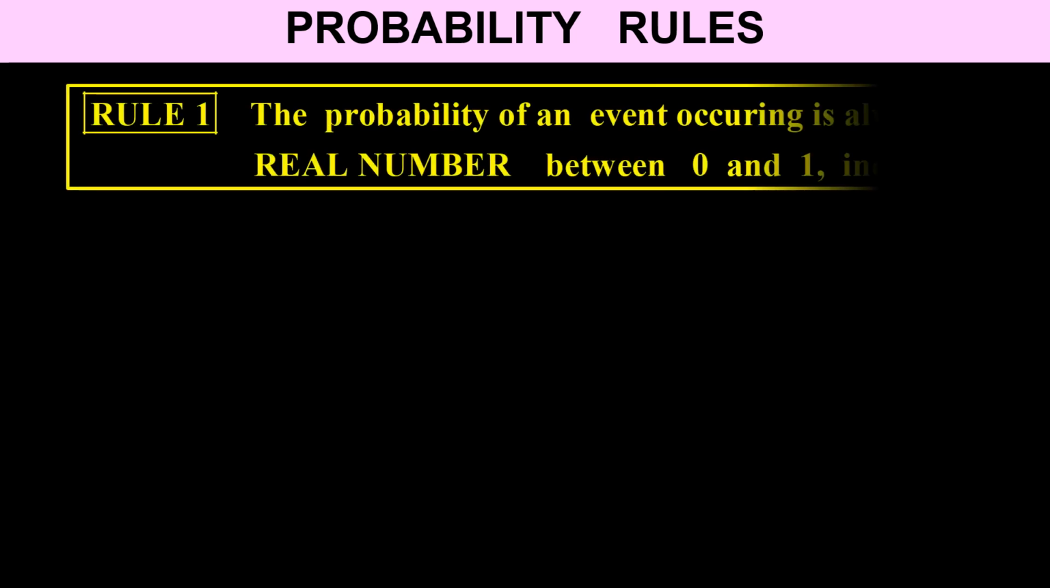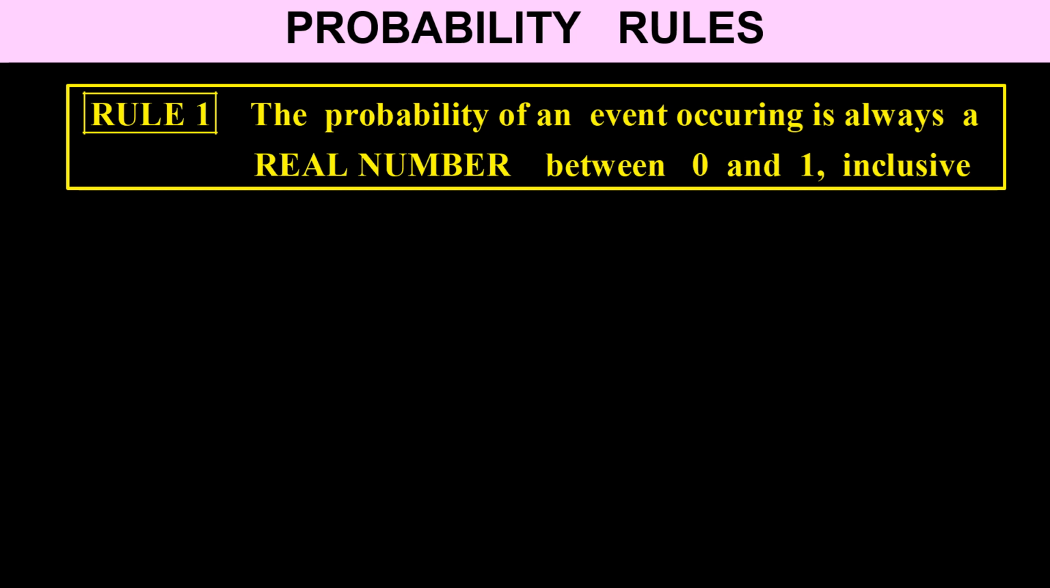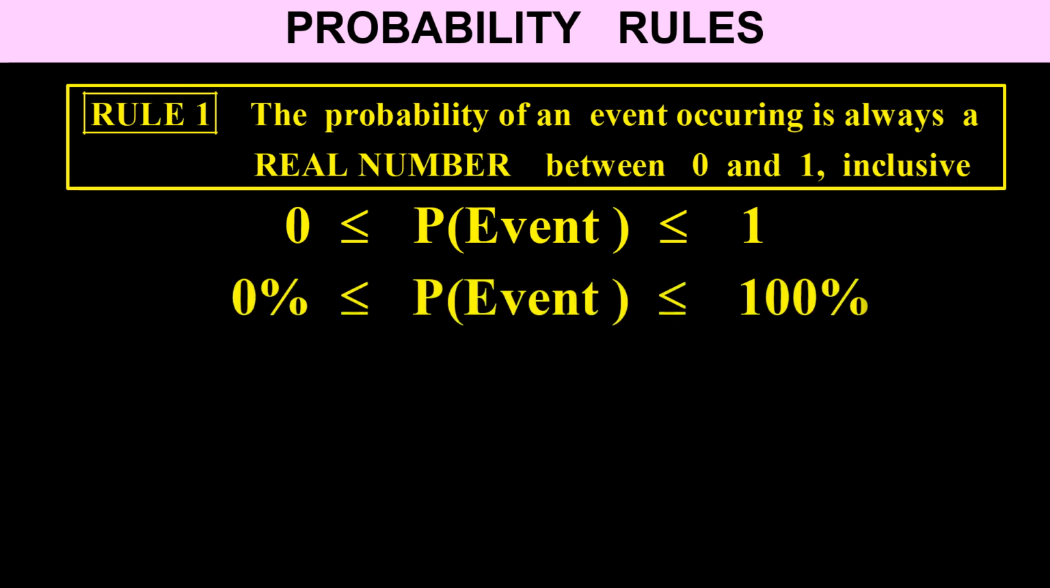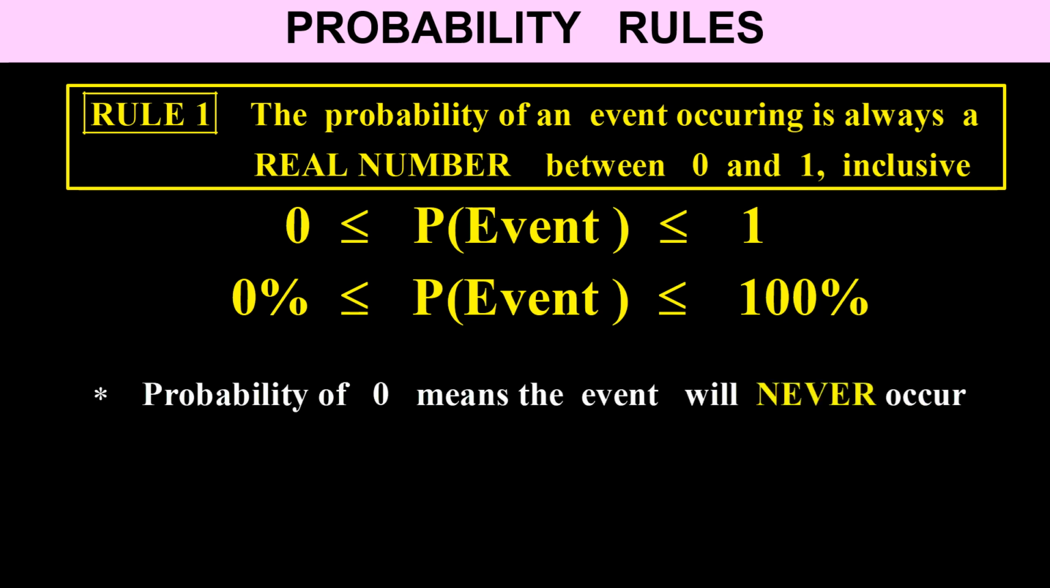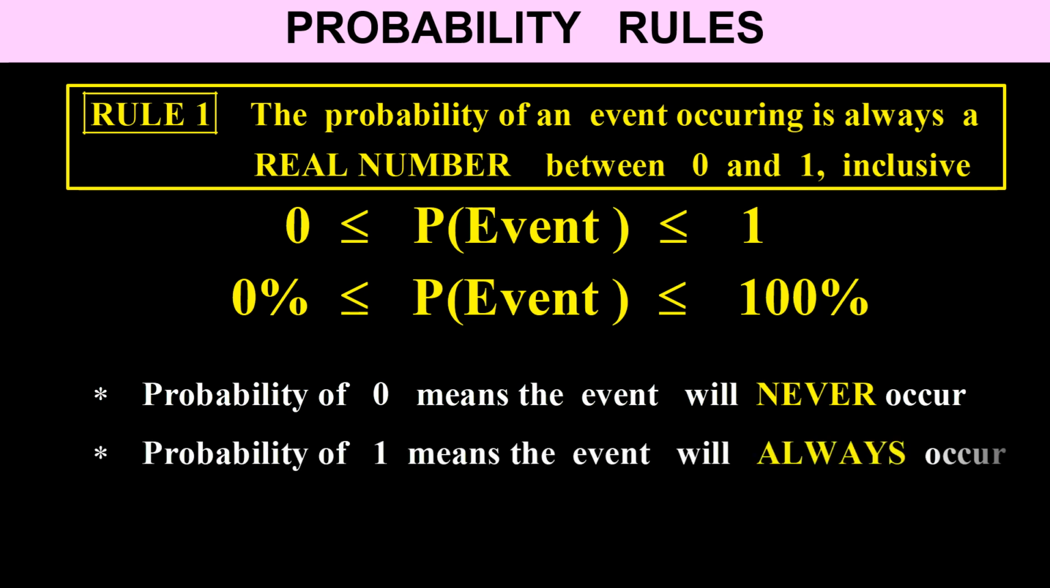Now, next we're going to look at some probability rules. And the first rule here is that the probability of an event occurring is always a real number between 0 and 1. In other words, the probability will be a value somewhere between 0 and 1, with both the 0 and the 1 included. So, for example, a probability of 0 means that the event will never occur. And if I have a probability of 1, that means that the event will always or definitely will occur. And a probability of 0,5 means the event is expected to occur 50% of the times.